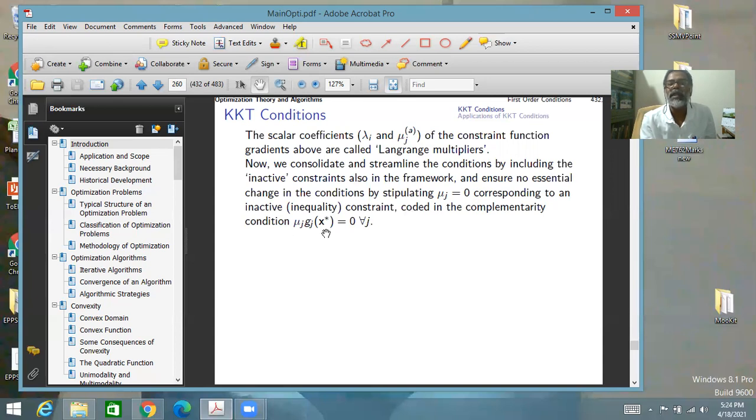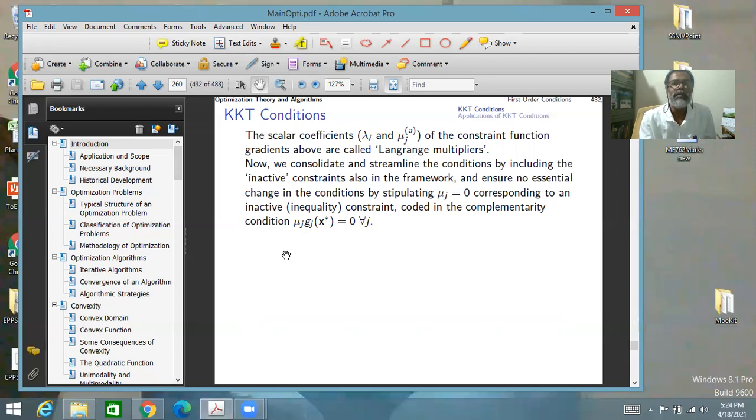And this is called the complementarity condition. That is, the Lagrange multipliers and the inequality constraint functions are complementary. If one is non-zero, then the other has to be 0. If mu j is non-zero, then this must be 0 and the constraint must be active. On the other hand, if the constraint is not active, then this is negative and not 0. So in that case, mu j has to be 0. That is the condition which we are imposing right now.